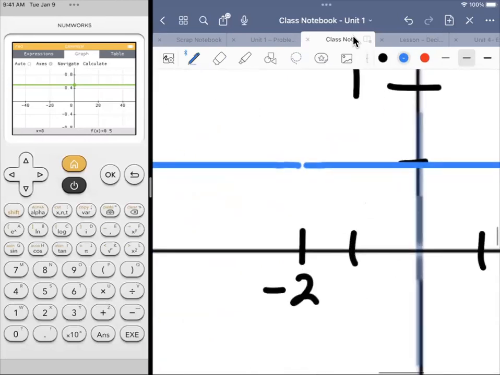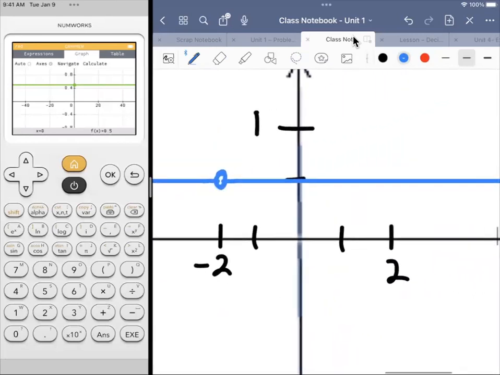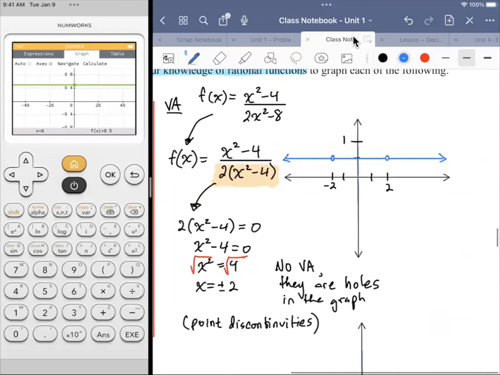So the way we handle it is by exaggerating it, by drawing an open circle. Anywhere there's a hole in the graph, we exaggerate it by drawing an open circle. And that's the universal symbol for a hole in the graph. So it's true that the end behavior of this is y equals 1/2.